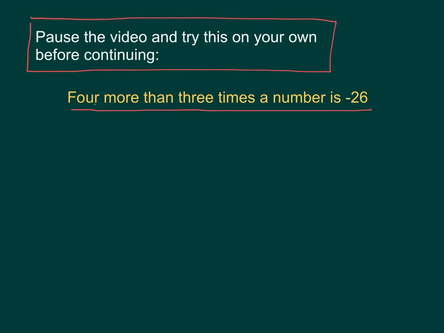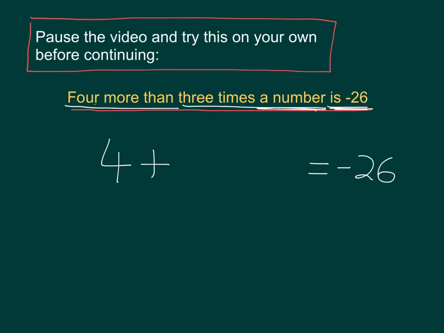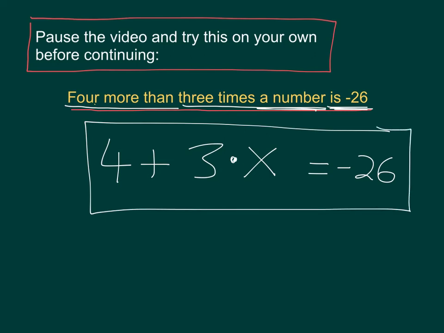All right, hopefully you've had a chance to try this. If you haven't, pause the video. The first thing we're going to look for is negative 26. So I'm right away going to put down is negative 26. 4 more than, we know that's 4 plus. And 3 times a number, we don't know what that number is, so it's 3 times a variable. And that is our expression. Remember, we don't have to solve this equation, we just have to write it down.